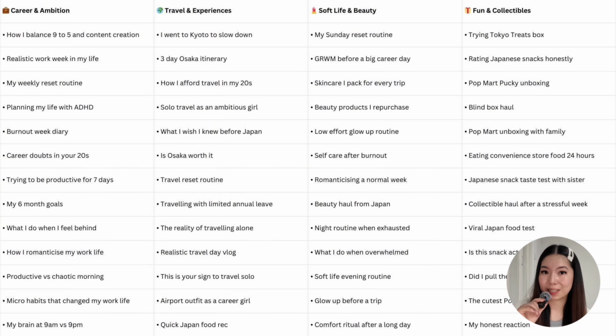Where do content pillars fit into the marketing funnel? Remember when I mentioned earlier that content pillars are basically themes of your content? Let me give you an example. These are my own content pillars from my personal brand: career, ambition, travel and experiences, soft life and beauty, and fun and collectibles.